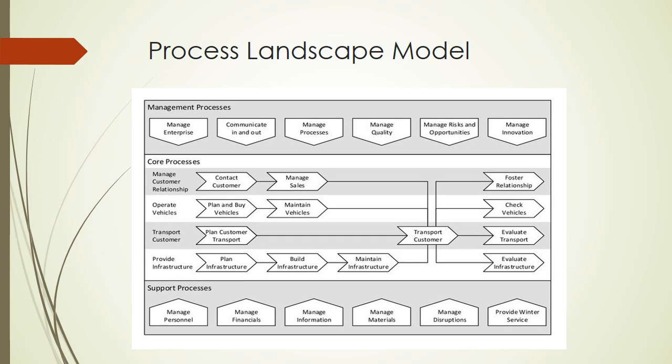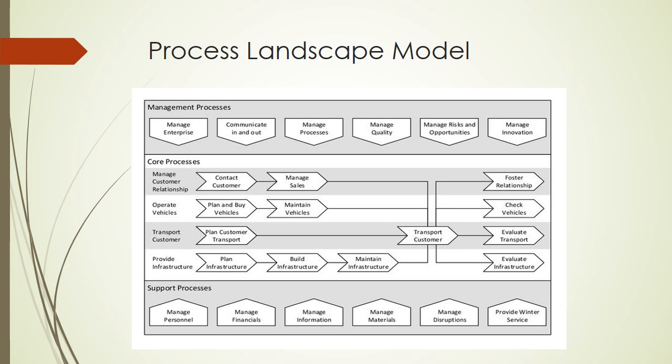The picture shows the example of the process map of Vienna's public transport operator. We can see that the categories of core processes, support processes, and management processes were used. It is interesting to note that the core processes are subdivided into different end-to-end processes: manage customer relationships, operate vehicles, transport customers, and provide infrastructure. Visually, these are shown as process groups.